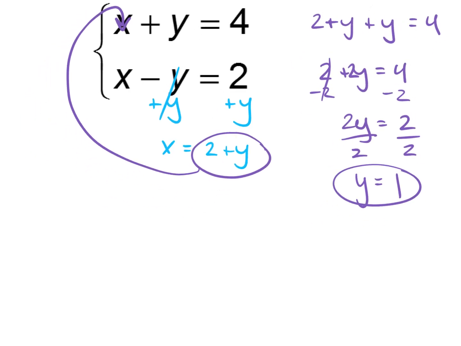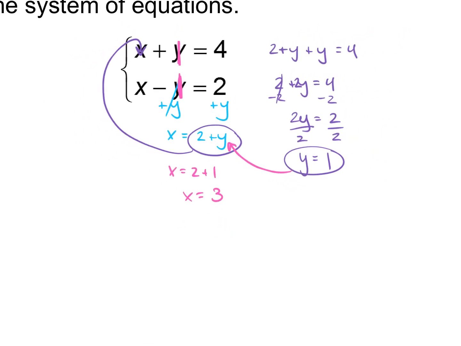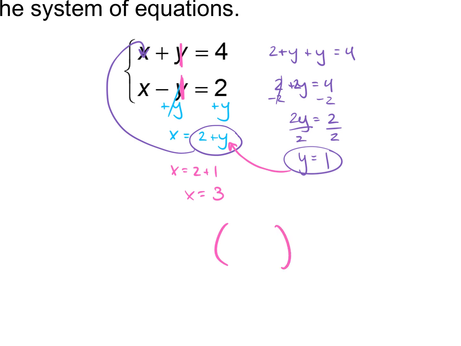So this is one of our answers, but we still need to find what x is equal to. How do you think we could find what x is equal to? Plug it in. We can plug it into the y there. We could plug it into the y in the first equation. You could plug it into the y in the second equation. It doesn't matter. So x is equal to 2 plus 1, so x is equal to 3. Now when we write our answer, you write it as a coordinate point. Our coordinate point goes x and then y, so it'll be (3, 1). So that is how we write our answer.